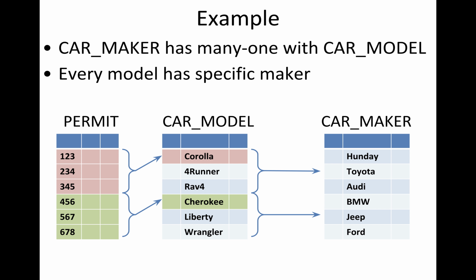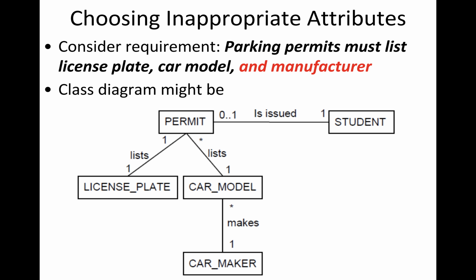These are multiple permits, right? And these are all the permits that have been assigned to Corollas, right? These are all the permits that have been assigned to Cherokees, right? All these car models, like Corolla, 4Runner, RAV4, they are all Toyotas, right? And these, the Liberty and the Wrangler, they're all Jeep. So as far as the data is concerned, it's all good. Now, one of the questions as you're deciding how to model this.